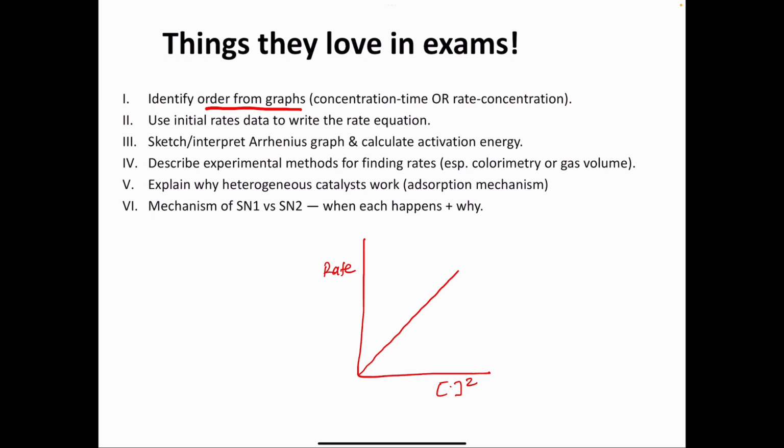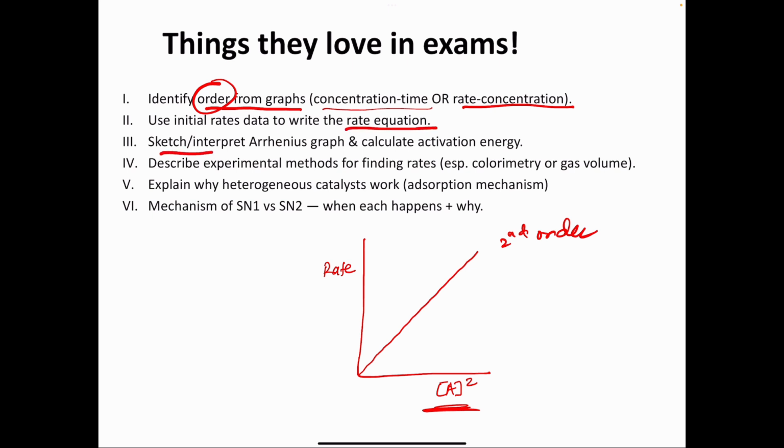This is going to be a straight line through the origin as well, similar to what we would see in a rate-concentration graph for first order, but this is for second order, and the x-axis is concentration squared, not just concentration. So they could bring concentration-time graphs or rate-concentration graphs and ask you to determine the order. Using initial rates to determine the orders with respect to reactants, as well as writing the rate equation.